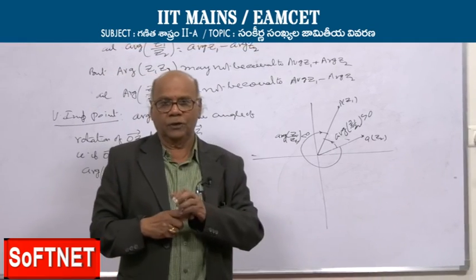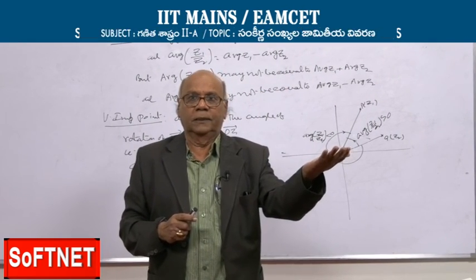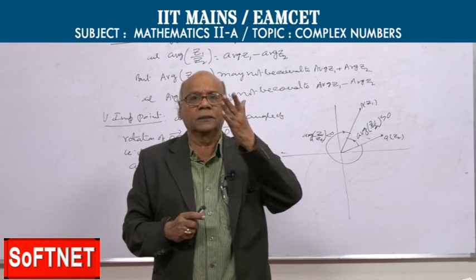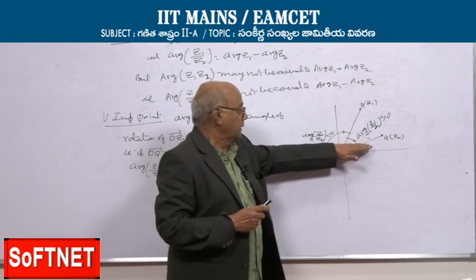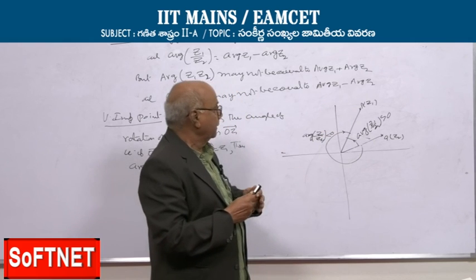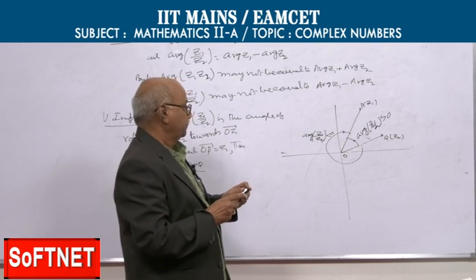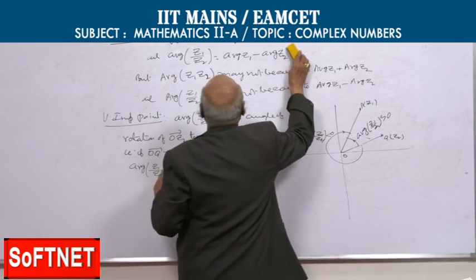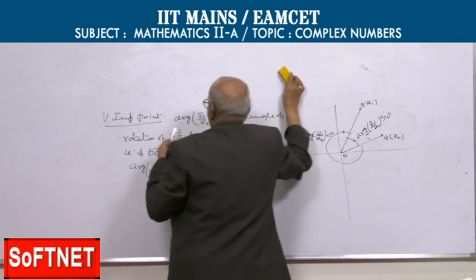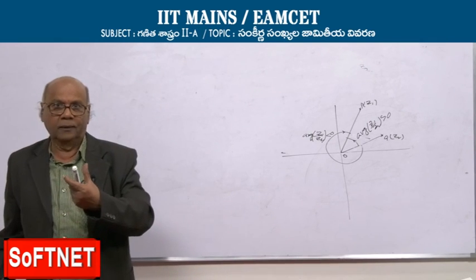So the argument of the quotient of two complex numbers is nothing but the angle between the denominator vector and the numerator vector. If you go in the counterclockwise sense, the angle is considered positive. If you go in the clockwise sense, it is considered negative. So please don't forget: the argument of the quotient of two complex numbers is always the angle of rotation of the denominator vector towards the numerator vector.